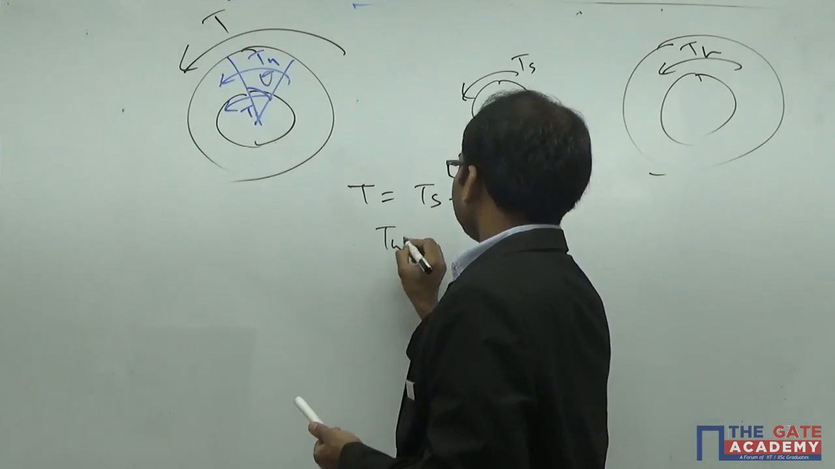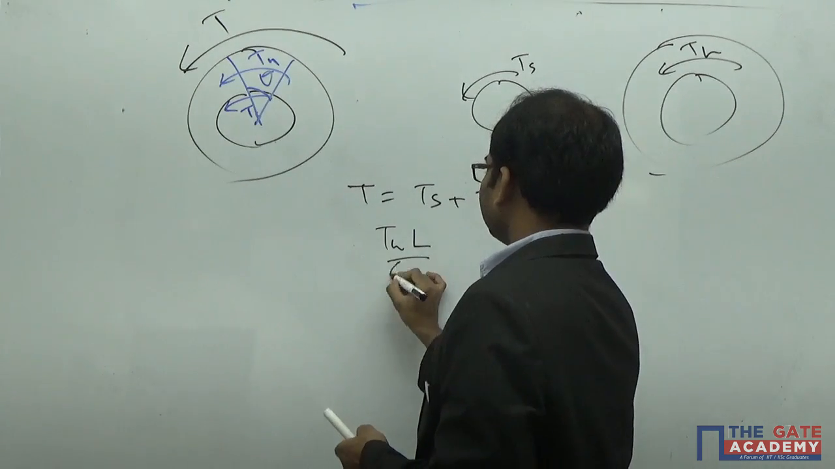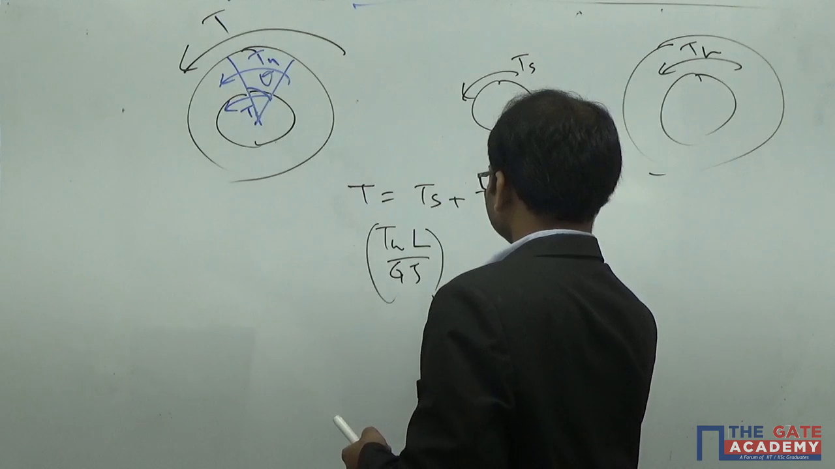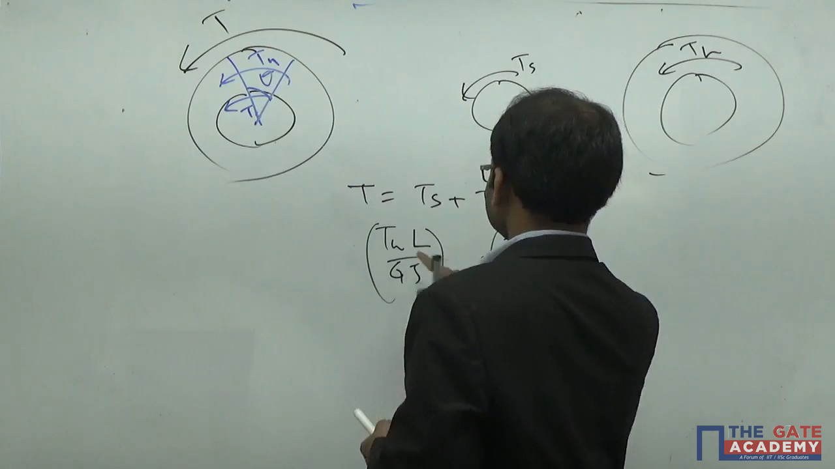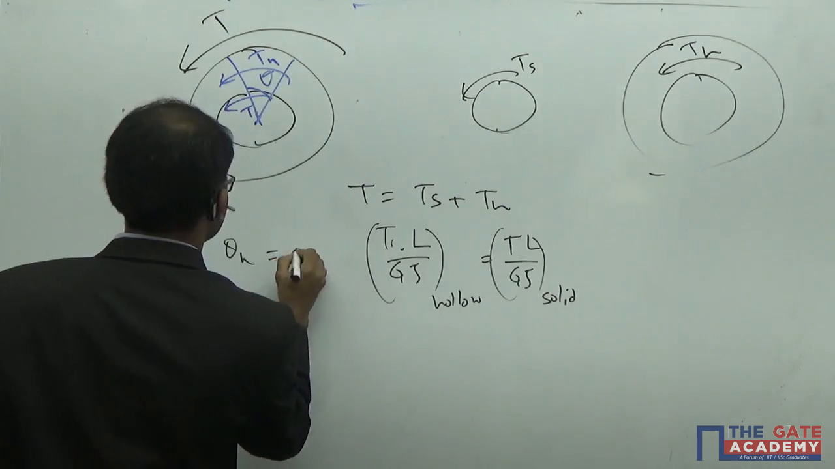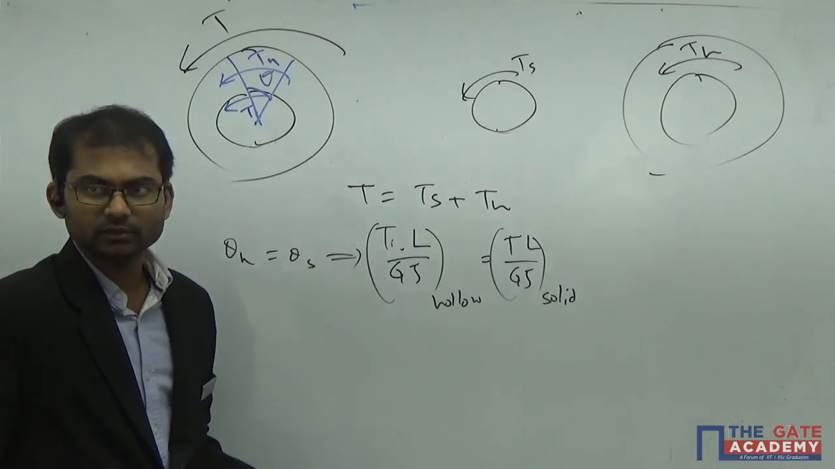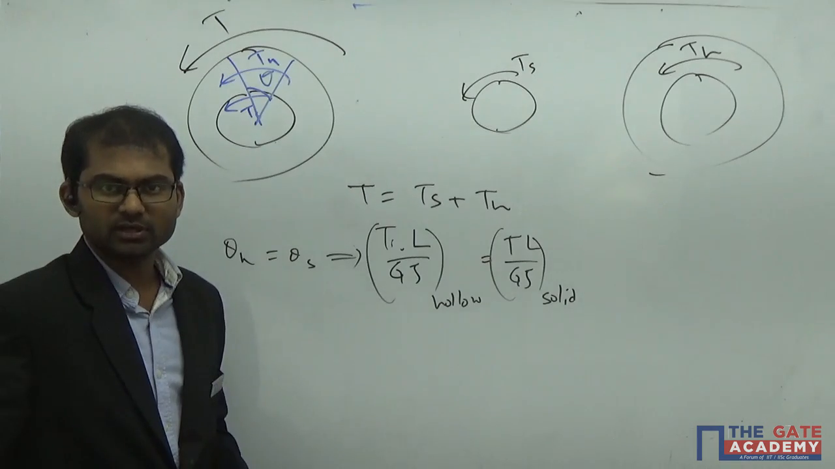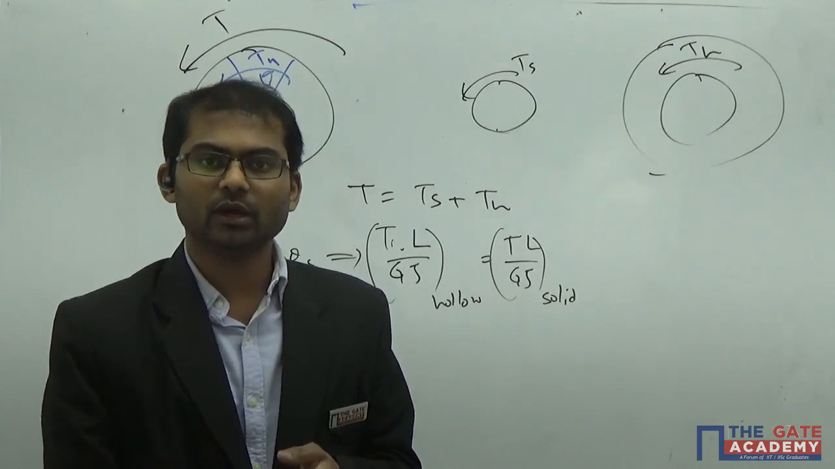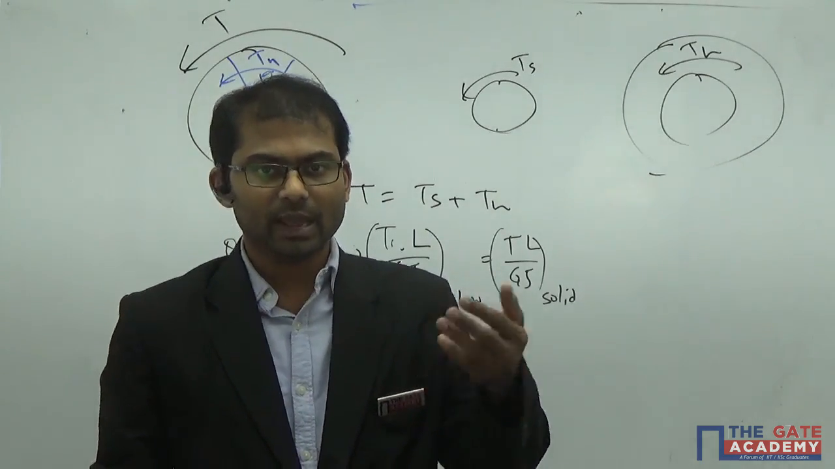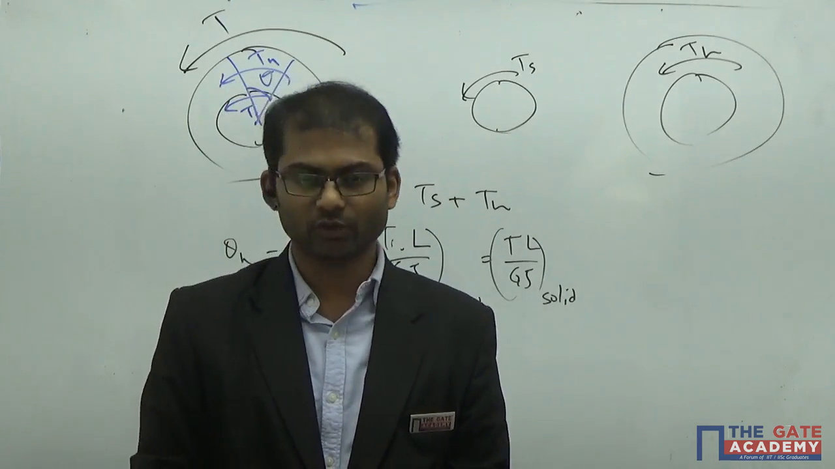So TL by GJ for the hollow shaft must be equal to TL by GJ for the solid shaft here. So theta hollow is equal to theta solid. Using these two relations you can easily get it. Understand? So nothing complex in this question. Simply, addition of torques on the solid and hollow shaft will give rise to the net torque applied there, and angle of twist should be same in both the shafts. That's the only thing which you have to understand here.